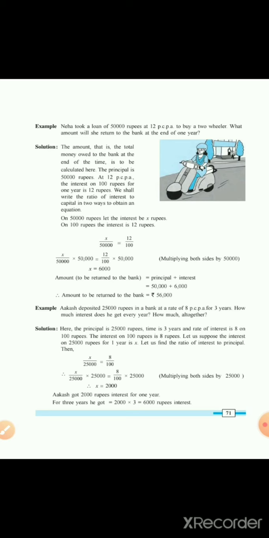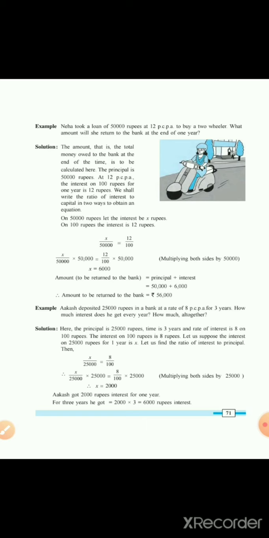Solution: here the principal is 25,000 rupees, time is 3 years and the rate of interest is 8 on 100 rupees. The interest on 100 rupees is 8 rupees. So, let us suppose the interest on 25,000 rupees for 1 year is X. Let us find out the ratio of interest to principal. So, X upon 25,000 is equal to 8 upon 100.